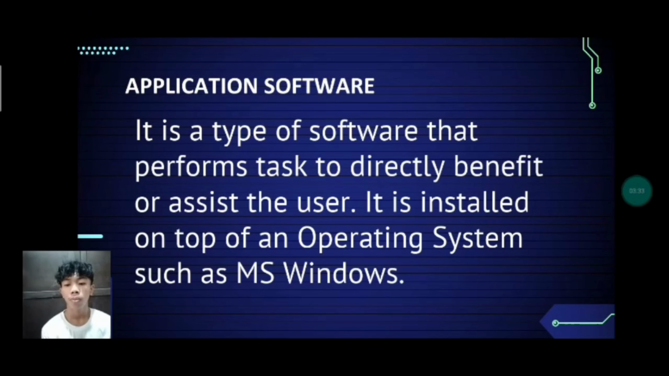Application software refers to a category of computer program designed to specialize in a specific task or user function, such as word processing, web browsing, or gaming, providing users with the tools to perform various activities on their devices.